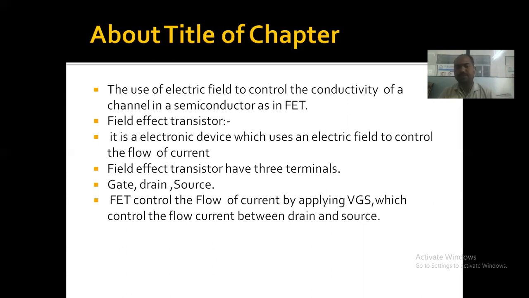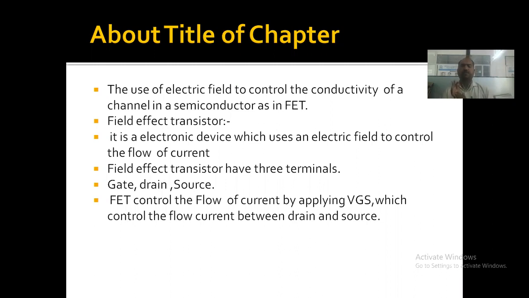Another thing with respect to BJT and FET is that BJT has low input impedance. Low input impedance indicates that noise is added to it, but in FET noise is not added. Why is that? The reason behind it is that FET has high input impedance. This is the thing with respect to FET.